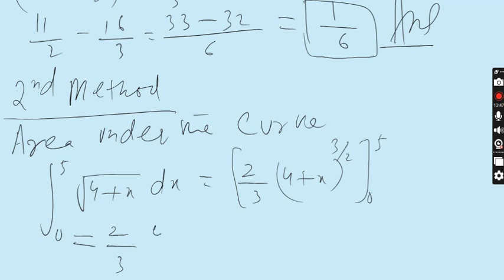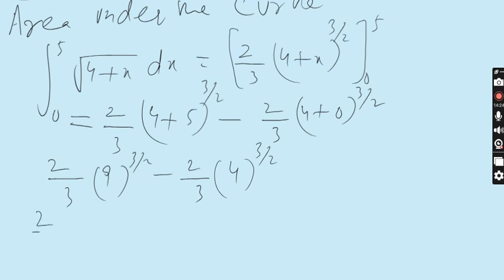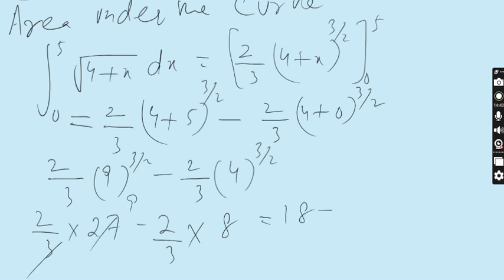So 2 upon 3, apply the limit, 4 plus 5 is 9, power 3 upon 2, minus lower limit 2 upon 3, 4 plus 0, power 3 upon 2. Simplify it. 2 upon 3, 9 power 3 upon 2, we just did it, that is 27, minus 2 upon 3, 4 power 3 upon 2 is 8. 3 9s are 27, 9 2s are 18, minus 16 upon 3. So the answer is 18 3s are 54, negative 16, 38 upon 3.